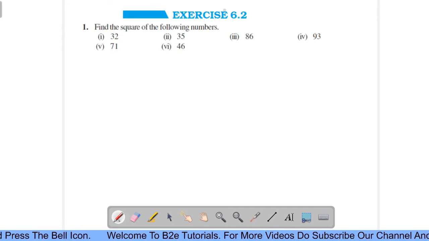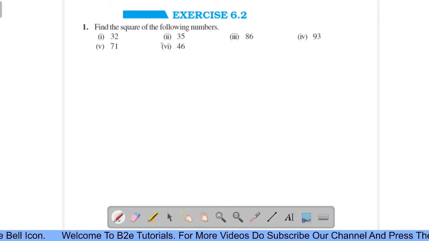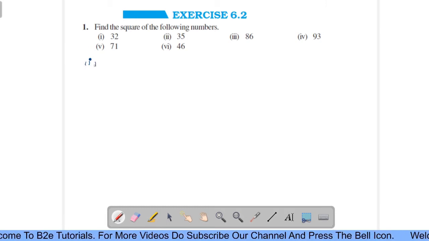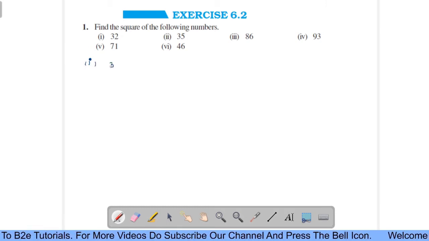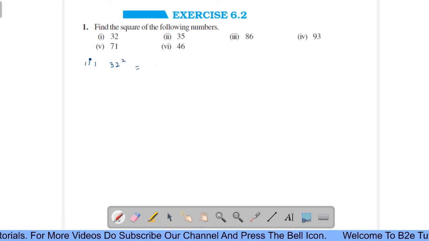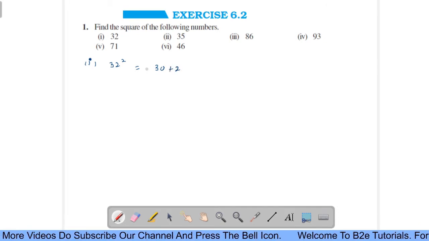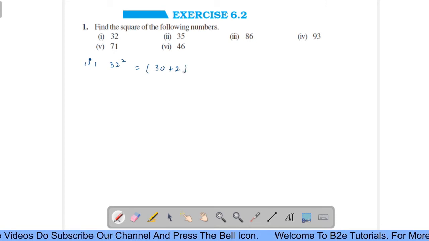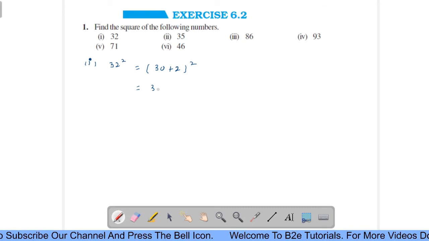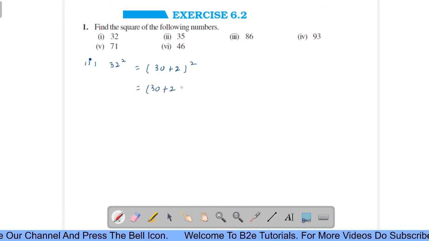Now come to exercise 6.2. Question number 1. Find the square of the following numbers. Say first part. You have to find out the square of these numbers, that is 32 square. The 32 can be written as 30 plus 2 whole square. We can write 30 plus 2 two times, like this.